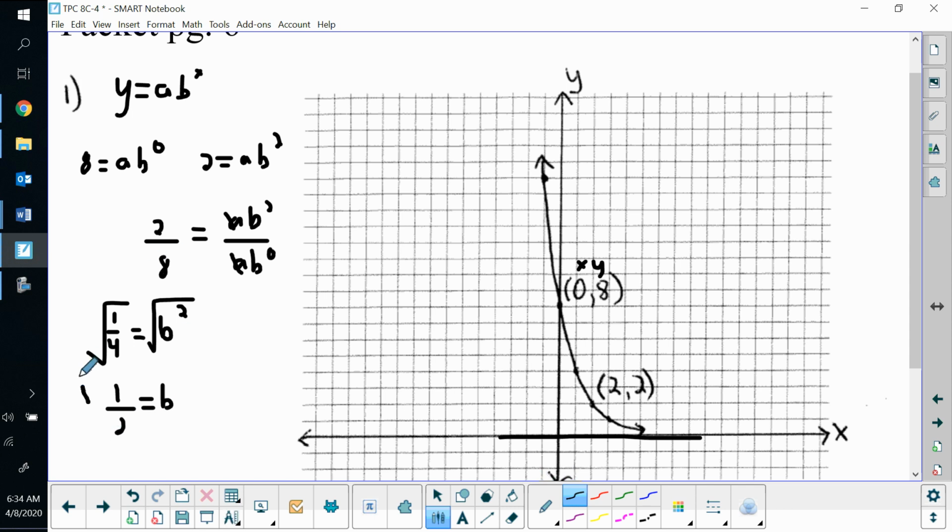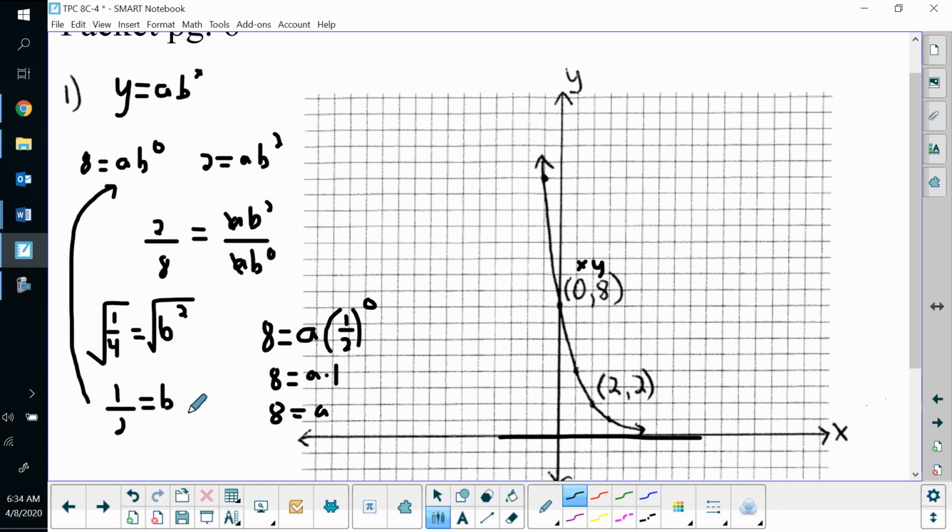So now what we'll do is go back up to one of the equations, and we'll take this one because raised to the 0 is easier, and we're going to sub back in for b. So we'll have 8 equals a times 1/2 to the 0. Well, anything to the 0 is just 1. So this is 8 equals a times 1. Or in other words, a is just equal to 8.